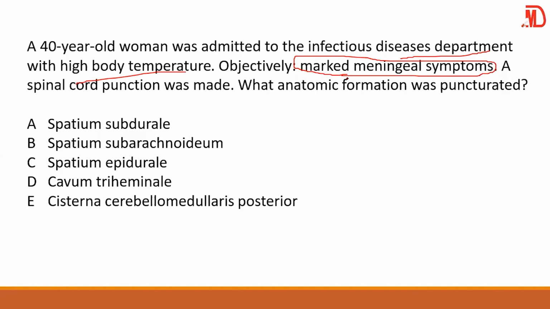And where is the location of this cerebrospinal fluid? That's the question. It's located in the subarachnoidal space, also called the spatium subarachnoideum, however you pronounce it. So your answer is B, the subarachnoid space. That is where the CSF can be located. And in the lumbar region, you locate it between L3 and L4. That's where you can put the puncture or insert the needle. All right.